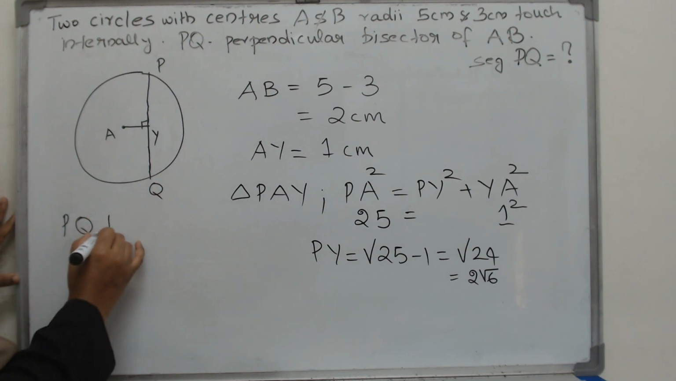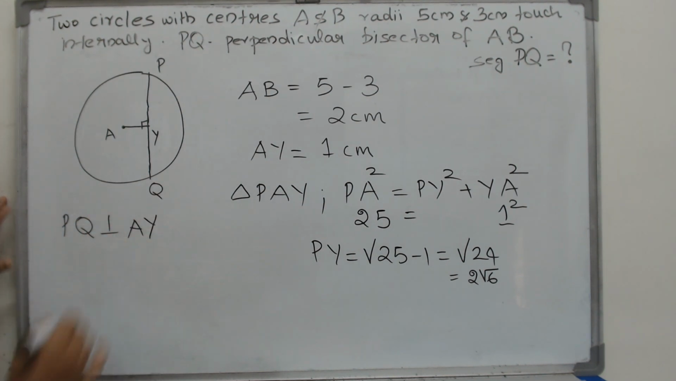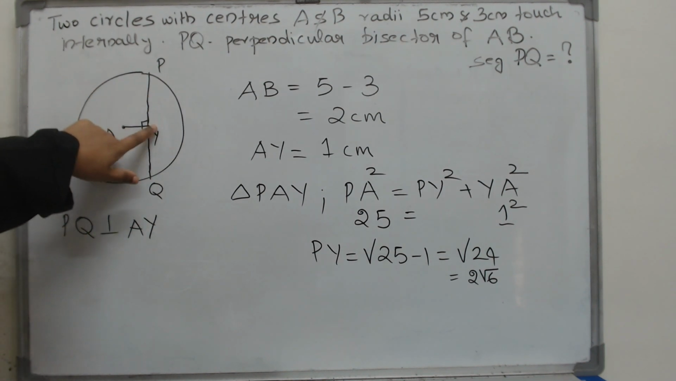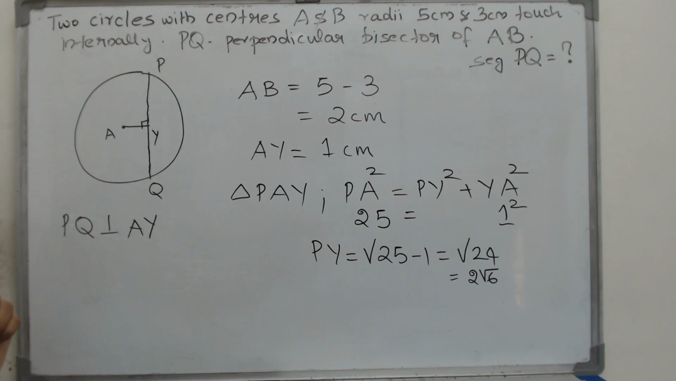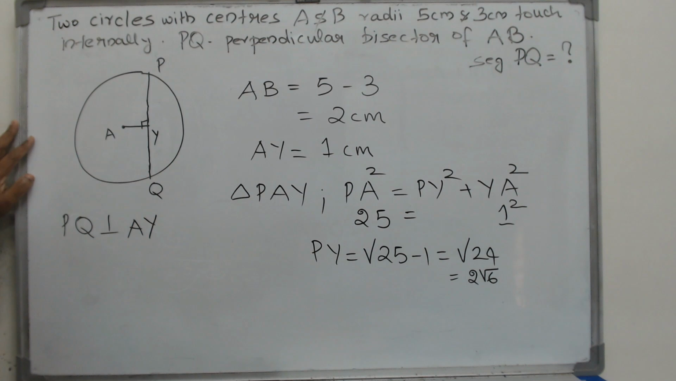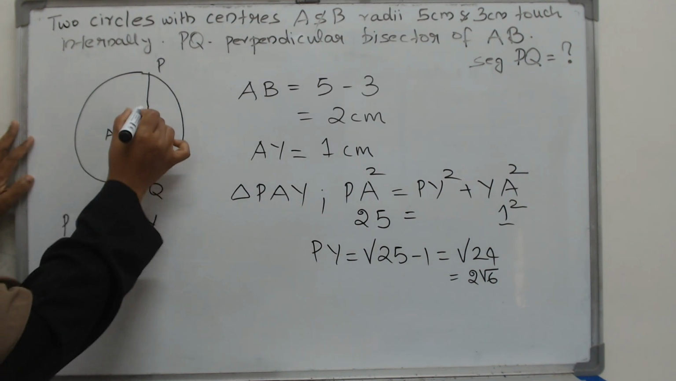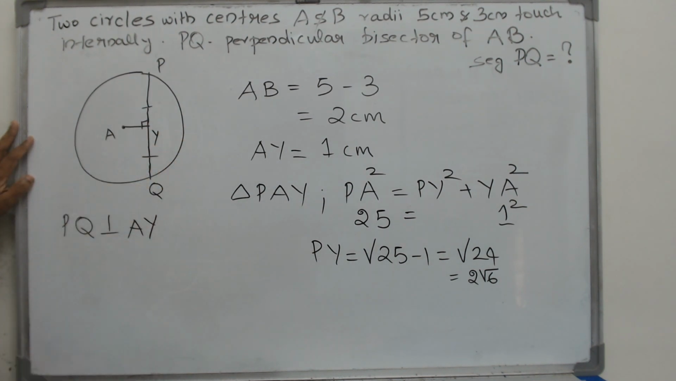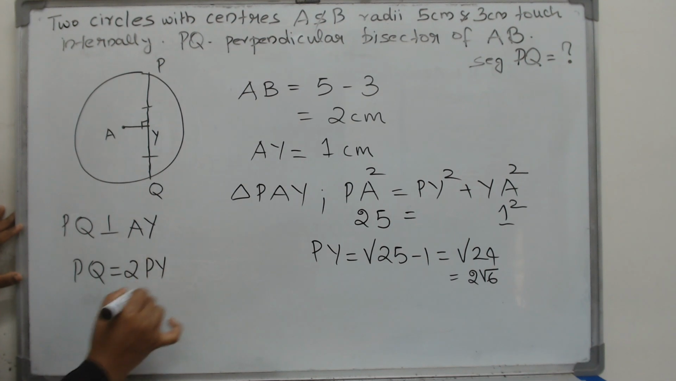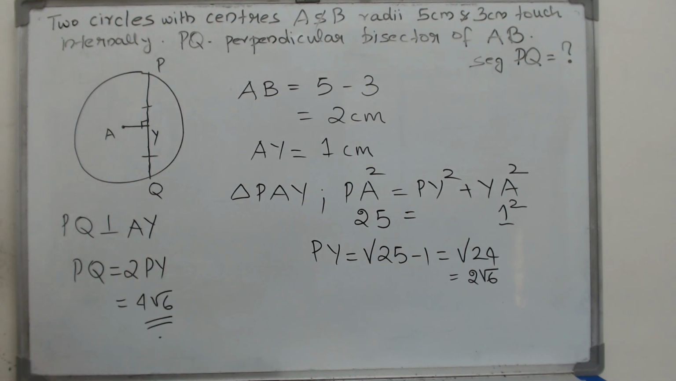And what is AY? AY is the perpendicular line which connects the center and the chord. What do we know about such lines? If you have a perpendicular line from the center, it is not only perpendicular, it will also bisect that chord. Or in other words, what do we know? PQ is 2 times PY. PQ is 4 root 6. That is the answer that we were looking for.